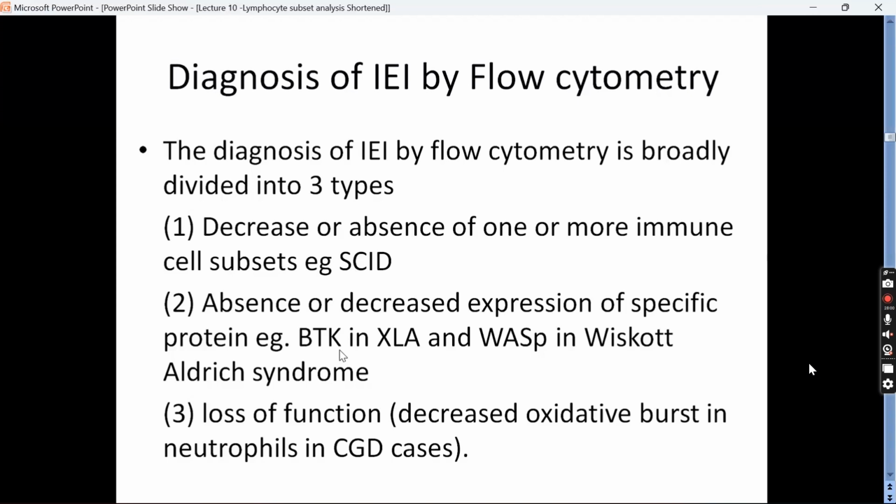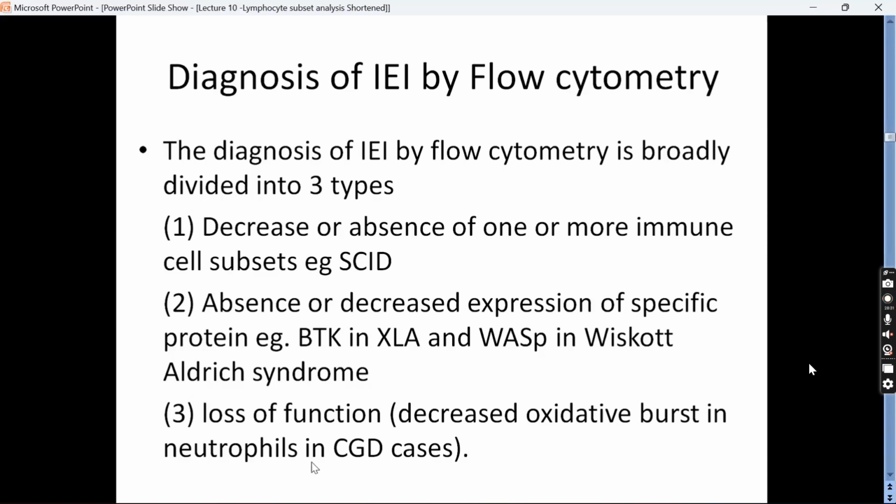Similarly, Wiskott-Aldrich syndrome. If you want to diagnose Wiskott-Aldrich, there is a protein called WASP protein. In cases of Wiskott-Aldrich, there is a mutation which results in no WASP protein. Okay, and you can see that the expression of WASP protein will not be there in the cells, basically the lymphocytes. So that's how you diagnose WASP. Similarly, MHC class 2 deficiency, where HLA-DR is not expressed in B cells. So we diagnose some PIDs by checking the expression of certain proteins.